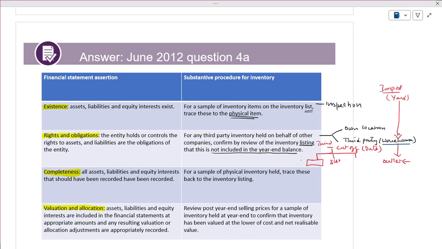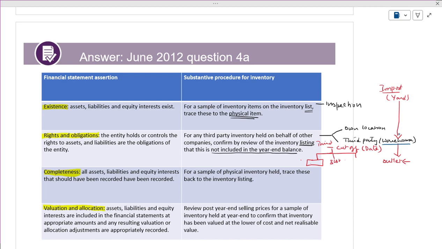Warehouse inventory: if you have ownership, you have purchased it and kept it in the warehouse, it should be part of your inventory balance in the financial statements. And you have to see, if it is at a third party location, the risk is very high. If the risk is very high, definitely you have to take more precautions. Is it clear to you? Yeah.